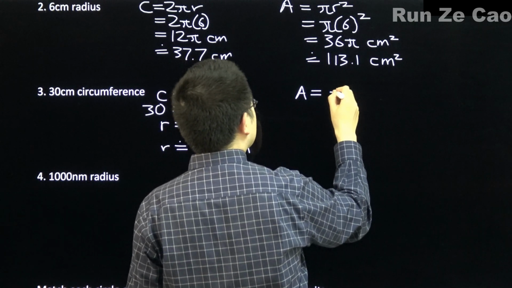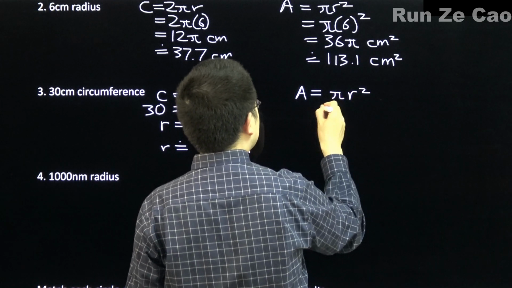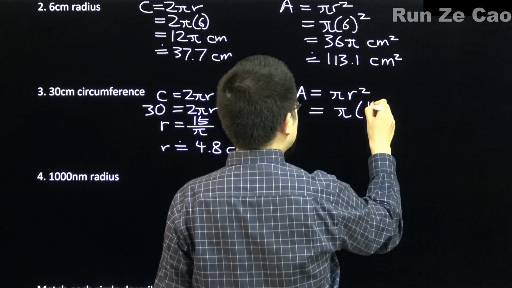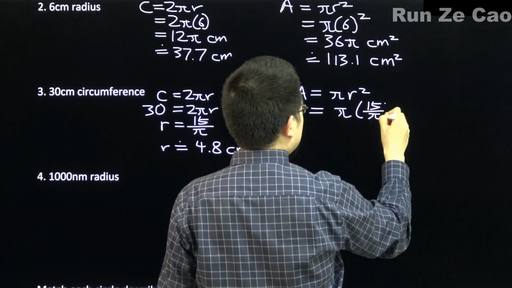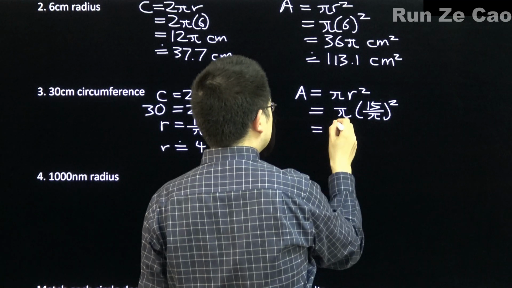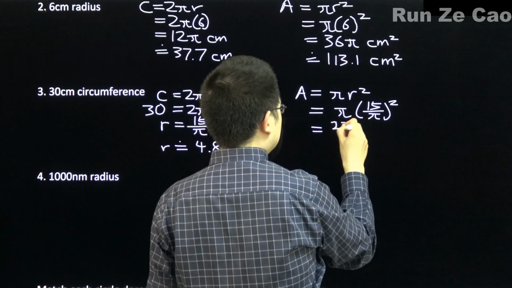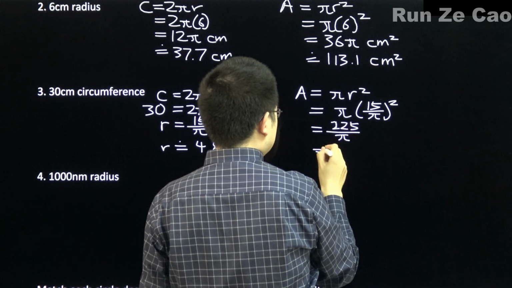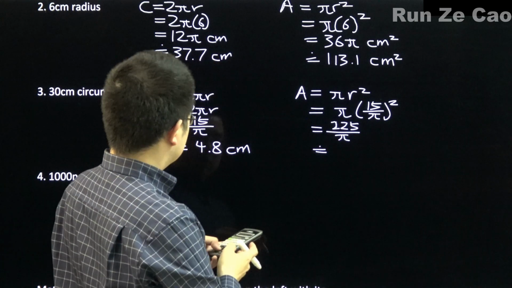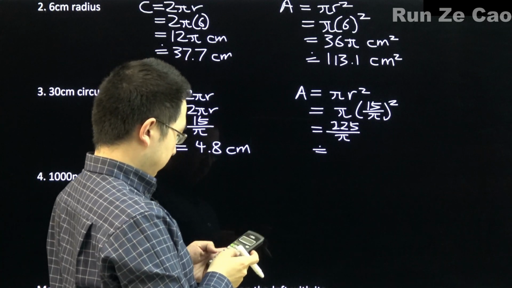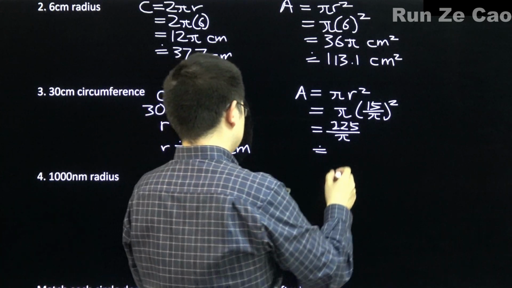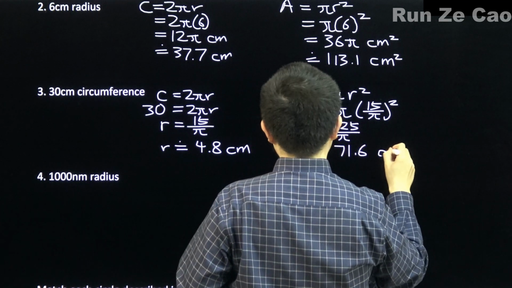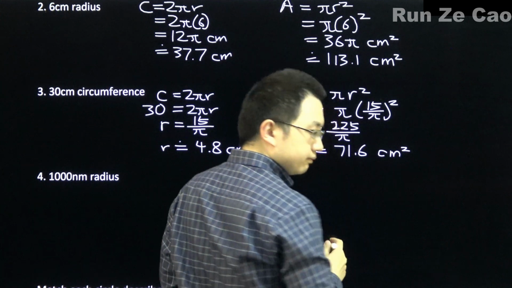So, area equals pi r squared, which is equal to pi times 15 over pi squared, which leaves us with 225 over pi. And this is approximately 71.6, and this is in centimeters squared.